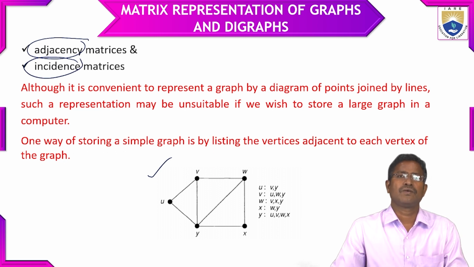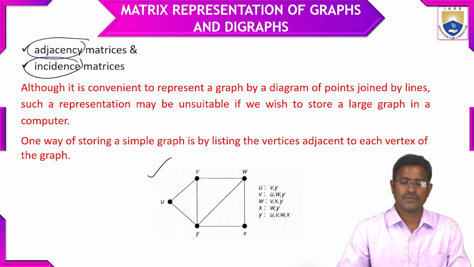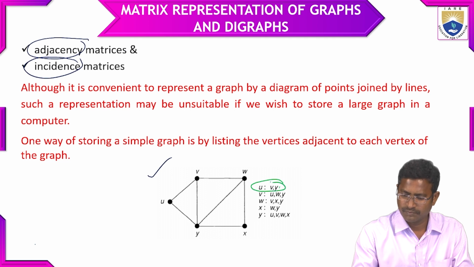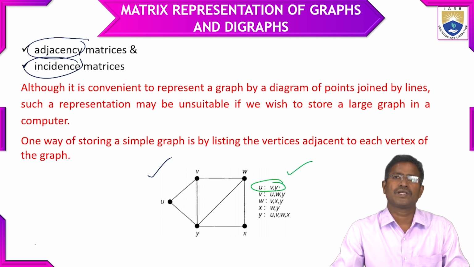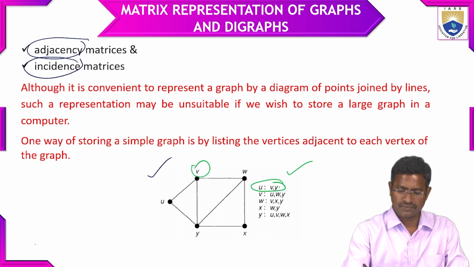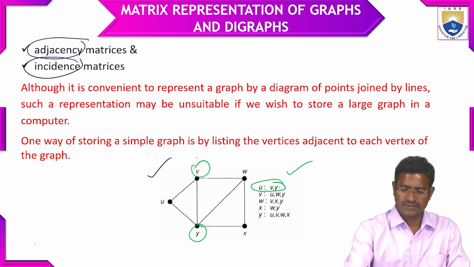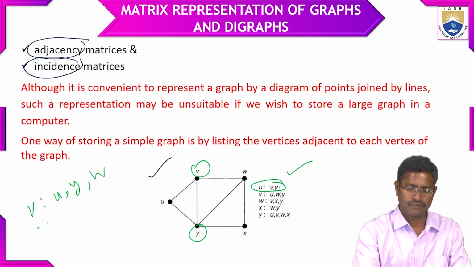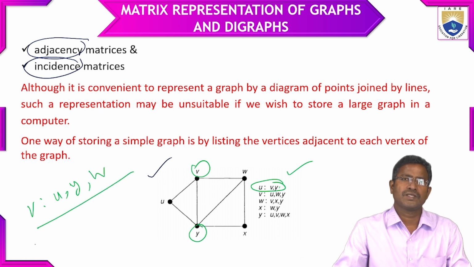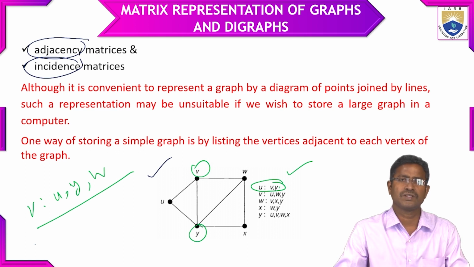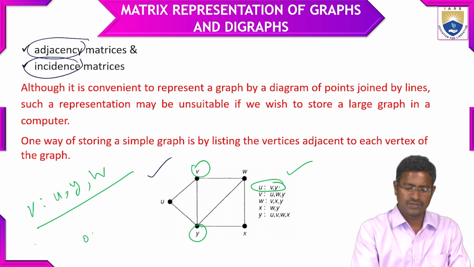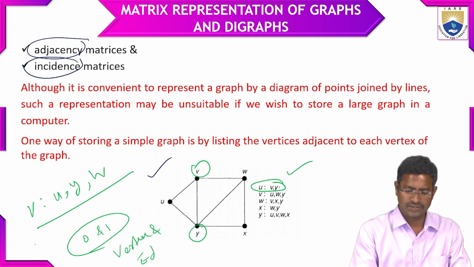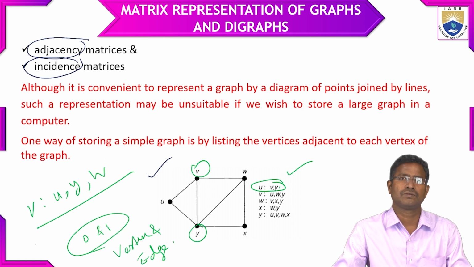You just see, we have vertices U, V, W, X and Y. See the first line. The vertex U is having a relation with the vertex V and vertex Y. And similarly, the vertex V is having a relation with U, Y, and W. So this is also a complex thing. So traditionally they were using this one. Nowadays we use only zeros and ones to represent the relation between vertex and edge.